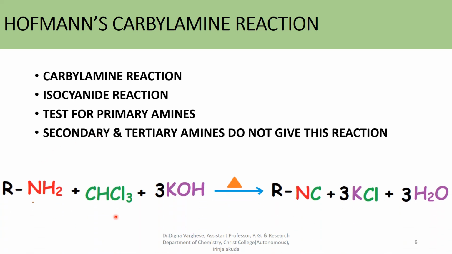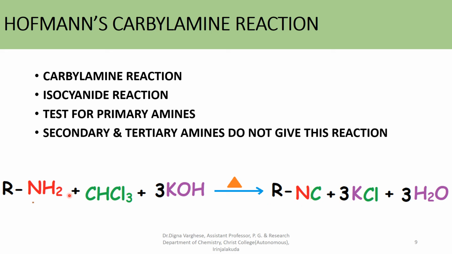So here you can see the general reaction scheme for Hofmann's carbylamine reaction. Aliphatic as well as aromatic primary amines, when warmed with chloroform and an alcoholic solution of potassium hydroxide, yield the isocyanide or carbylamines. This carbylamine has a foul or unpleasant smell, so this reaction is known as the carbylamine reaction. Here the side products are potassium chloride and water.